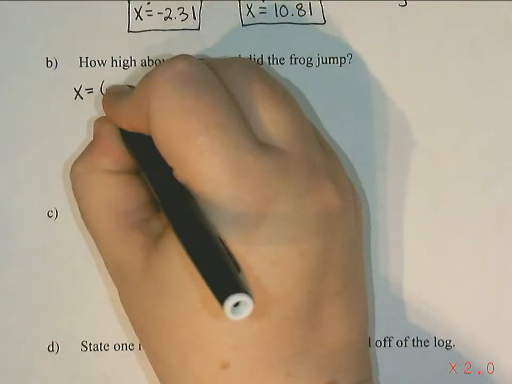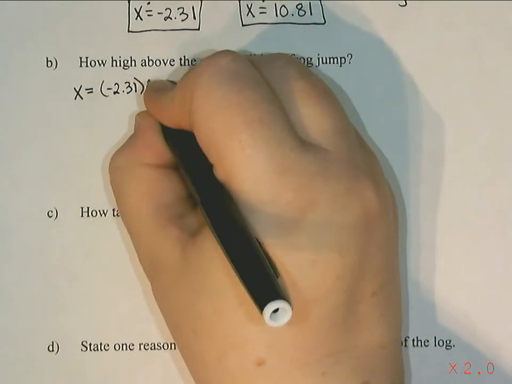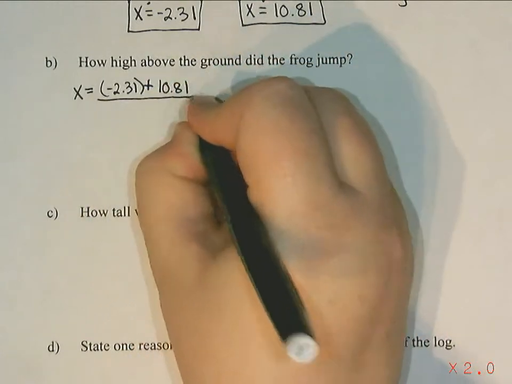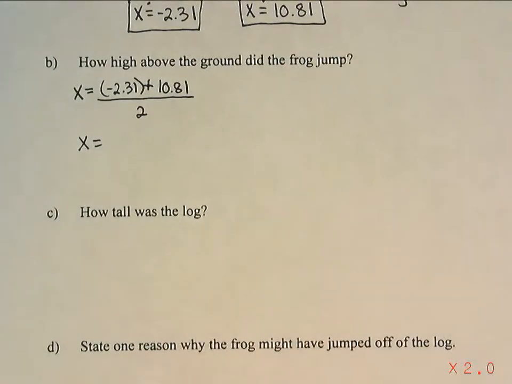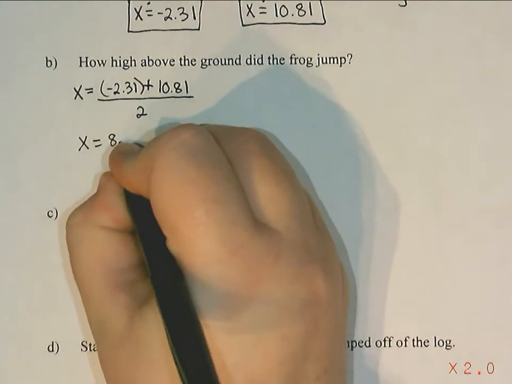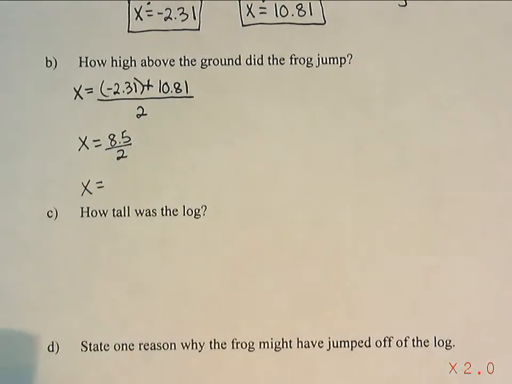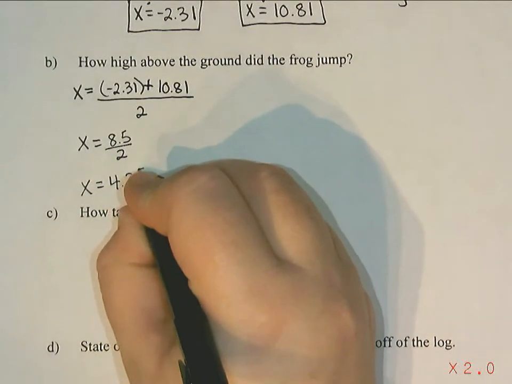So I'm going to add negative 2.31 and 10.81. I'm going to add them together and divide by 2. And I get 8.5 over 2, which works out to be 4.25.